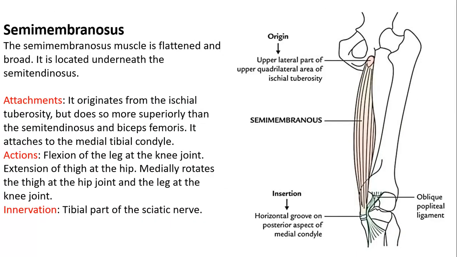Next muscle is the semimembranosus. It has the same origin from the ischial tuberosity, coming down over the medial side and inserted over the medial side of the condyle of tibia. But from here we see a membranous, oblique popliteal ligament coming from the semimembranosus and inserted over the intercondylar fossa of the femur.